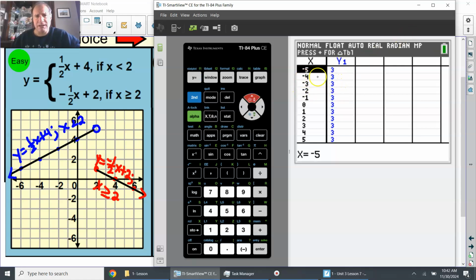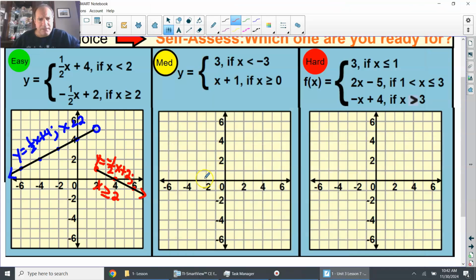So (-3, 3), (-4, 3), (-3, 3) open circle, (-4, 3), (-5, 3), (-6, 3), (-7, 3). And there's your line. Put an arrow, and you put y equals 3, semicolon, x is less than negative 3.